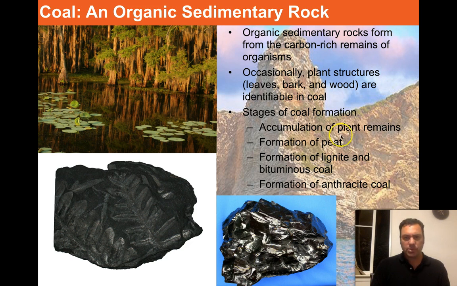So the stages are basically this: the accumulation of plant remains, the formation of peat. So peat is a type of organic deposit. You can actually burn it. Formation of lignite and bituminous coal, and then eventually anthracite. Anthracite is the cleanest version of the coal because as you're burying the organic material, the plant remains, over time, it's squeezing out all of the bad stuff that we don't like, all the sulfur and mercury and uranium and all the other stuff that we don't necessarily want in our coal. So the cleanest coal that we have is anthracite.